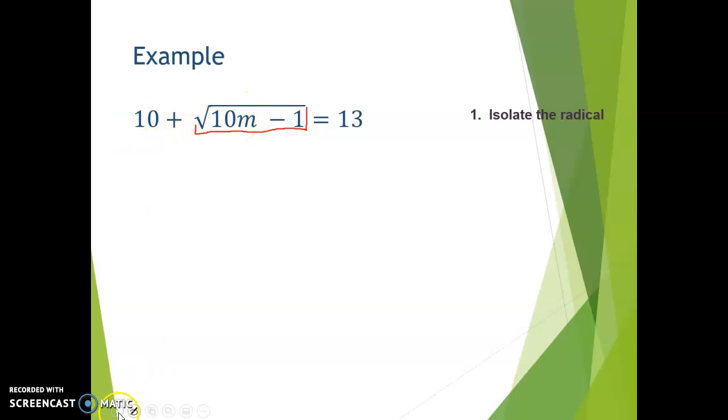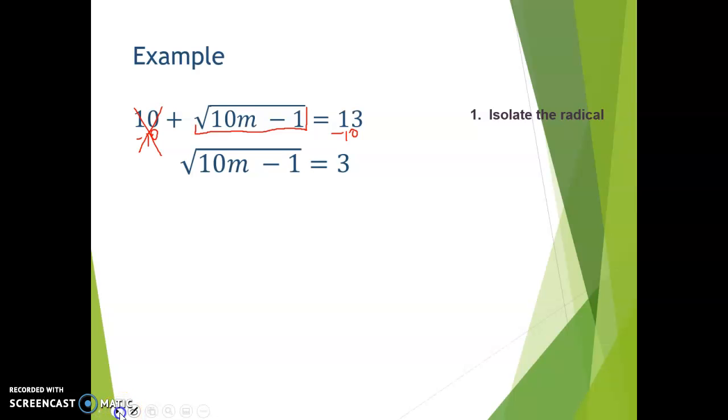And the way that we get rid of a positive 10 is a negative 10. So we're going to add negative 10 to the left. And whatever we do to the left, we also have to do to the right. So our 10 and a negative 10 will cancel each other out on the left. And on the right, we have 13 minus 10 equals 3.